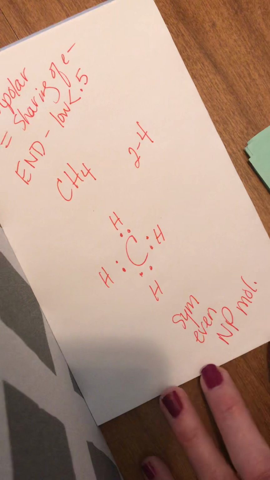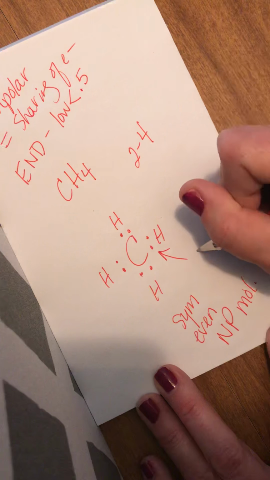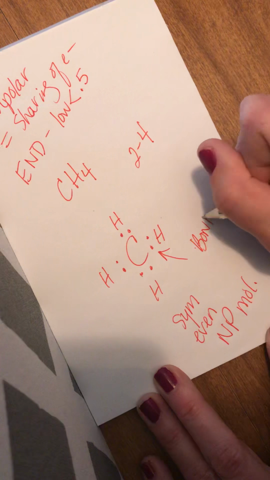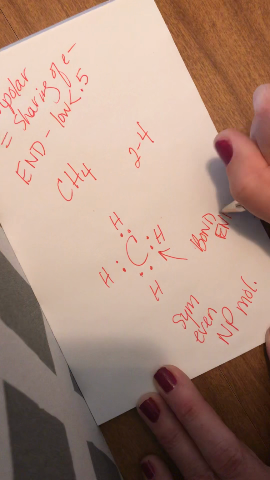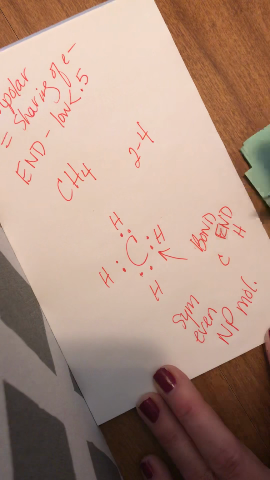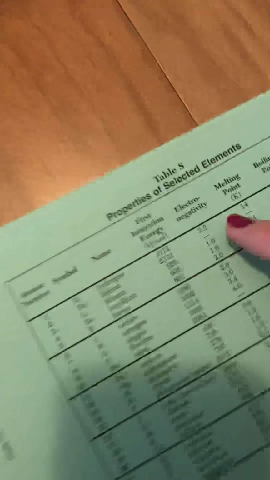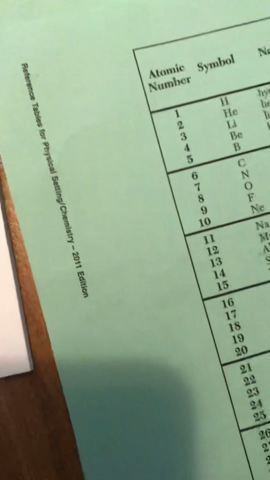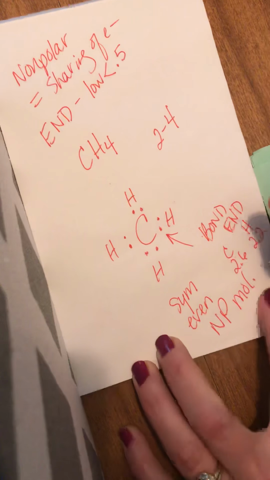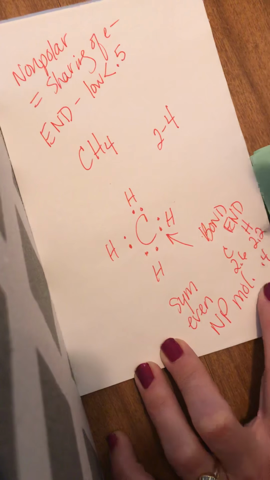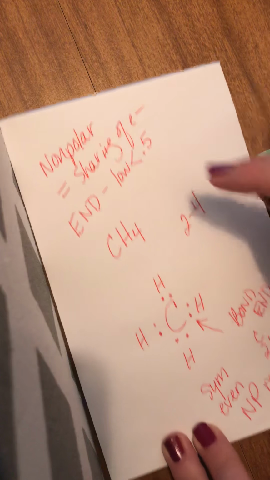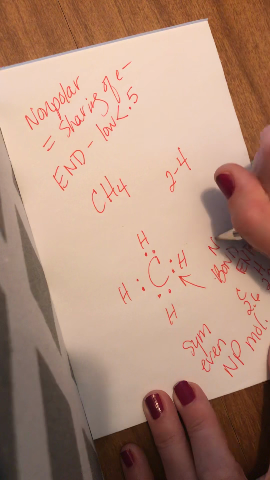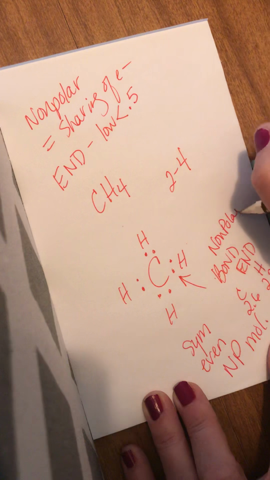Now, if I want to look at the bond, I want to look at the electronegativity difference. So I'm going to look up C and I'm going to look up H. So I go back here. H is a 2.2 and C is a 2.6. The difference between them is a 0.4. So again, that's less than 0.5. So this is a nonpolar bond.